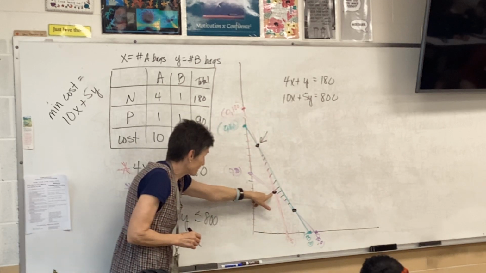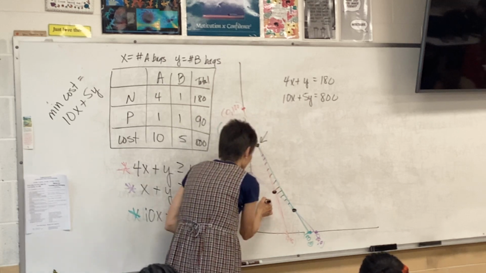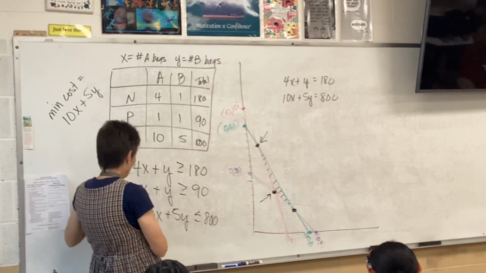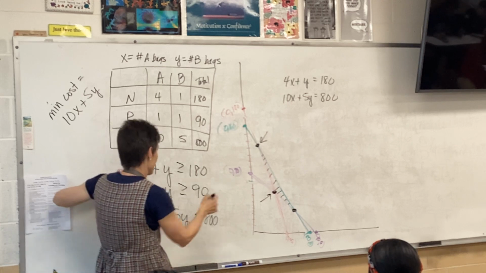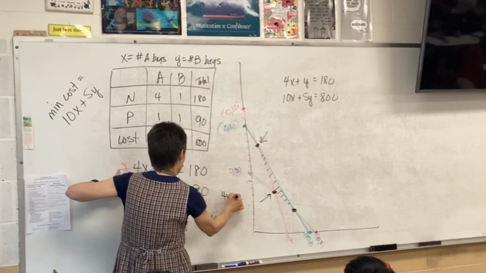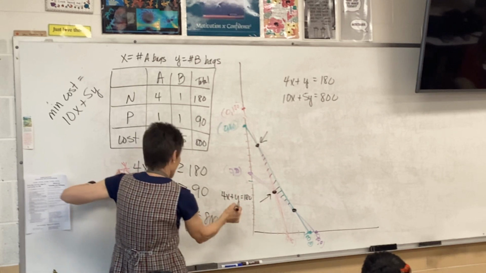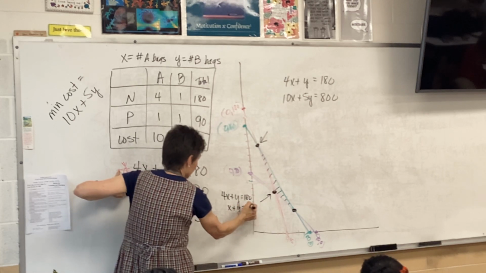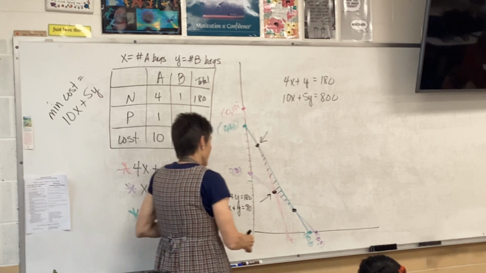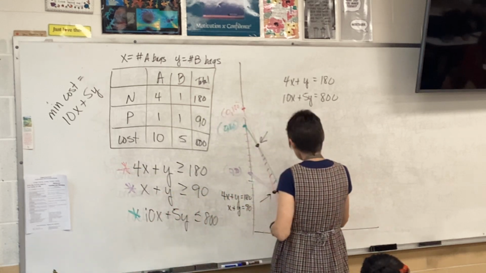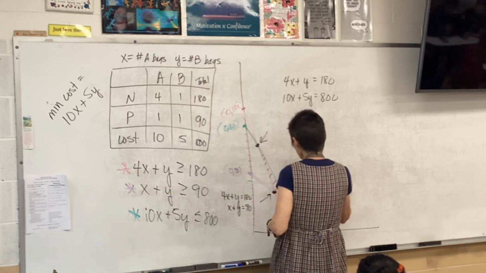This point is going to be purple and red. So that point's gonna be 4x plus y equals 180, and x plus y equals 90. And this guy is purple and green.